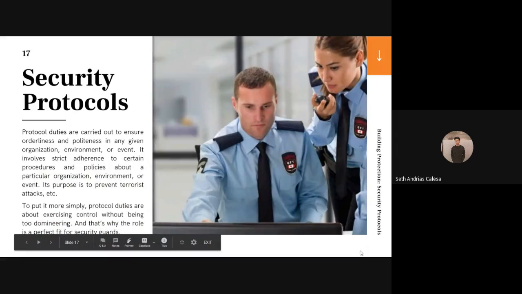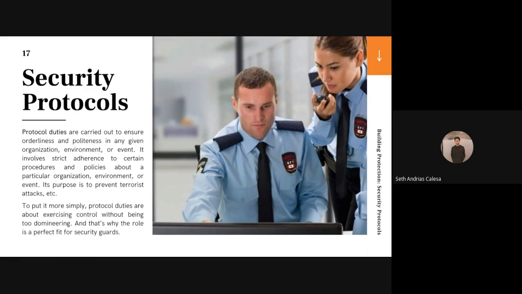Next, please. Security protocols. Protocol duties are carried out to ensure orderliness and politeness in any given organization, environment, or event. It involves strict adherence to certain procedures and policies about a particular organization, environment, or event. Its purpose is to prevent terrorist attacks, etc. To put it more simply, protocol duties are about exercising control without being too domineering, and that's why the role is a perfect fit for security guards.